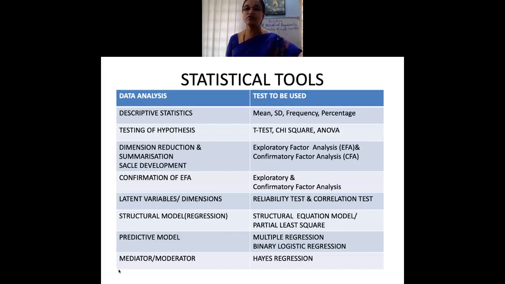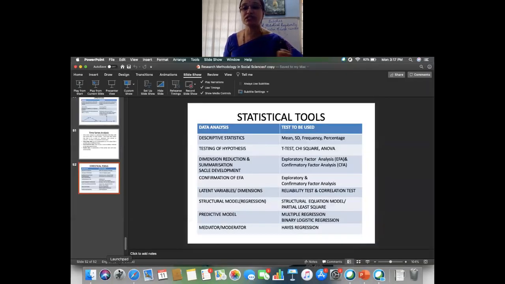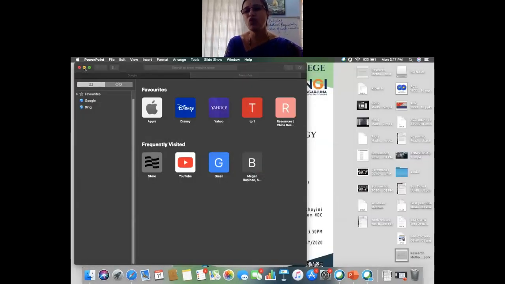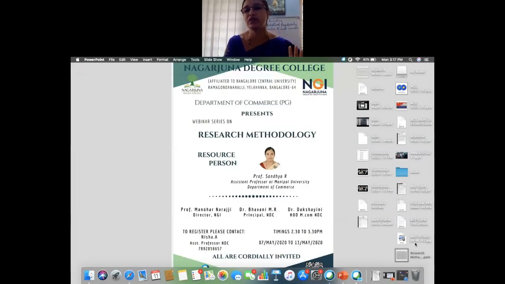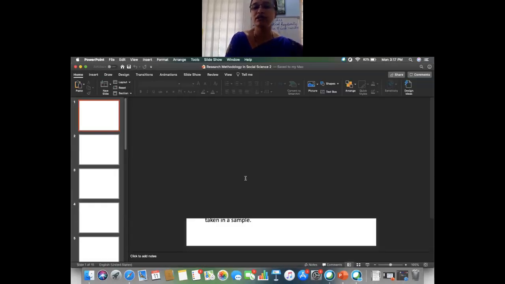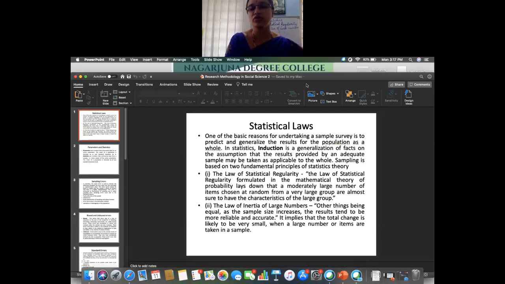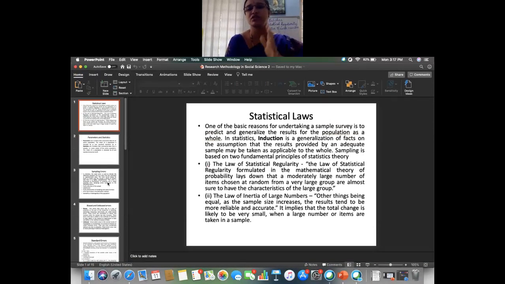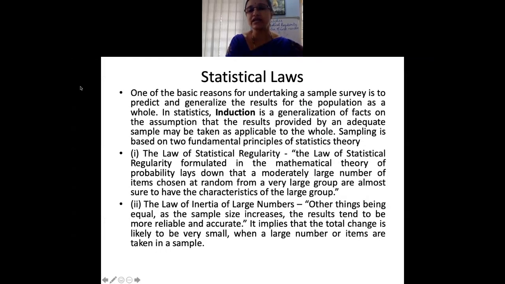Now we will move on to the basic statistics. That means for testing of hypothesis, what statistics you need to know. As far as inferential statistics is required, what are the tests that you need to know? I will cover it tomorrow, that is the various correlation, regression, path analysis, SEM and all that. But as of now, I will be telling you exactly what extent of statistics you need to know.